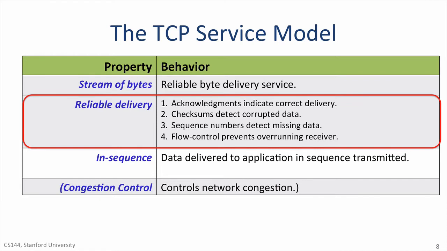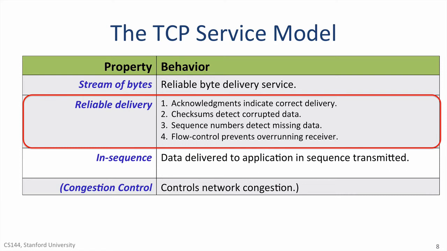TCP uses four mechanisms to make the communication reliable. In other words, to make sure the data is correctly delivered. When a TCP layer receives data, it sends an acknowledgement back to the sender to let it know the data arrived correctly. Checksums detect corrupted data.